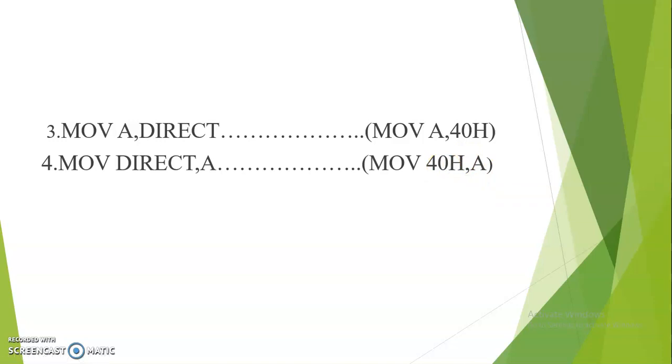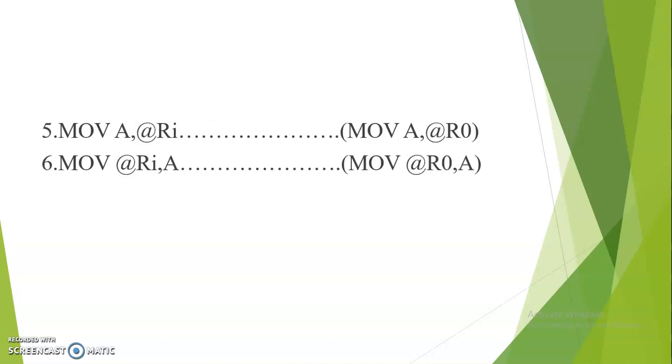The first 4 combinations we have already studied. We will see the next 2 combinations, which are here on the screen. The next combination is MOV A comma @Ri, and the example I have written is MOV A comma @R0. This instruction will copy the contents of the memory location whose address is specified in the register Ri of the selected register bank to the accumulator. Here the destination is the accumulator.